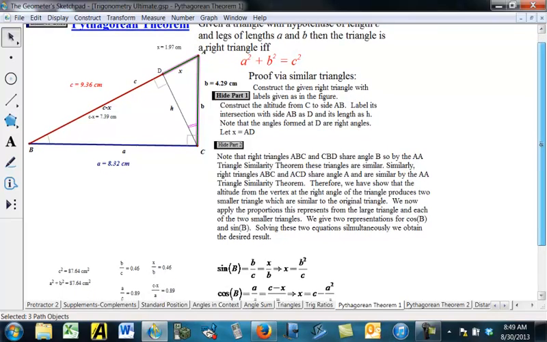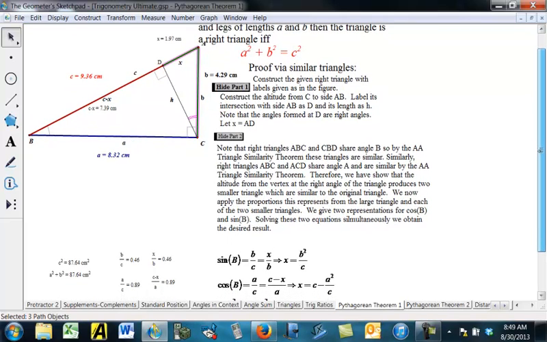Next, let's do the cosine of angle B, again from the big triangle. In the big triangle, the adjacent is A, the hypotenuse is C, so we get A over C. Now let's do the cosine from the medium-sized triangle. The cosine would be adjacent over hypotenuse, and if you look how this one is oriented, the adjacent is the red side, which is C minus x, and the hypotenuse is A. So it's C minus x over A.